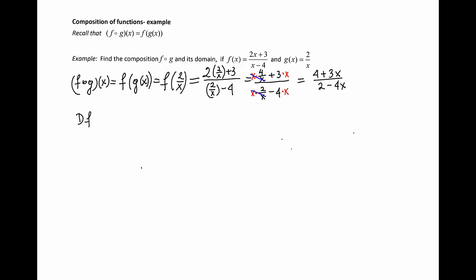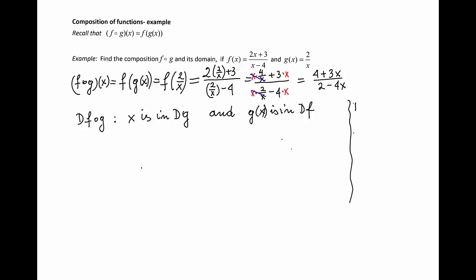Now, as for the domain of the function f circle g, let's recall the domain of the composition consists of those x's that are in the domain of g, of the first function acting on x, and those x's for which g of x is in the domain of f. So before we focus on the composition f circle g, let's determine the domains of the functions g and f.